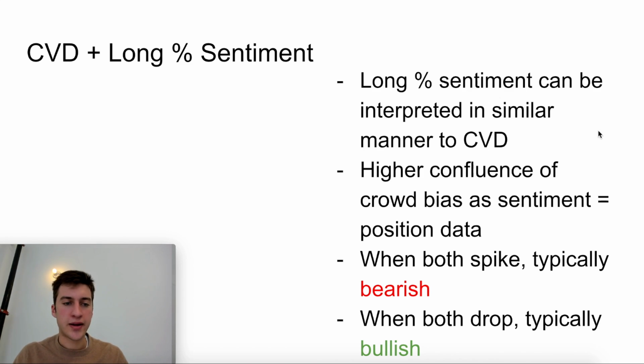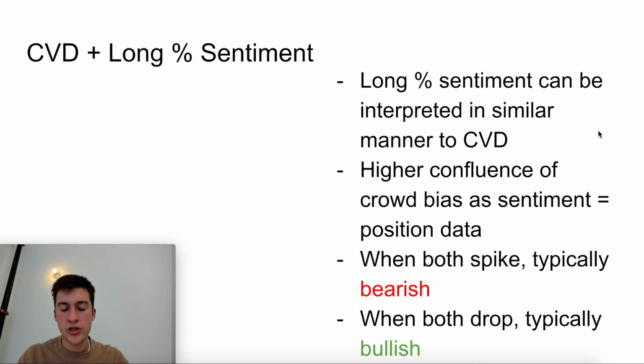So how about combining CVD with one of my favorite indicators, which is sentiment, especially the long percent sentiment. So this is just going to be how many longs there are relative to longs and shorts total on margin data for Bitfinex. So long percent sentiment can be interpreted in a similar manner to CVD. Higher confluence and crowd bias as sentiment equals position data.